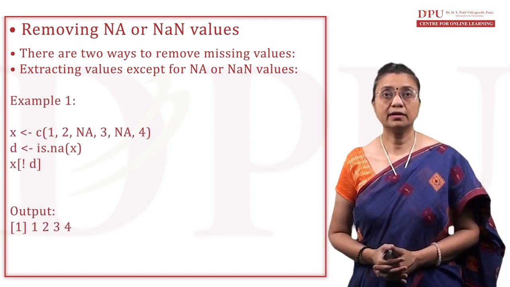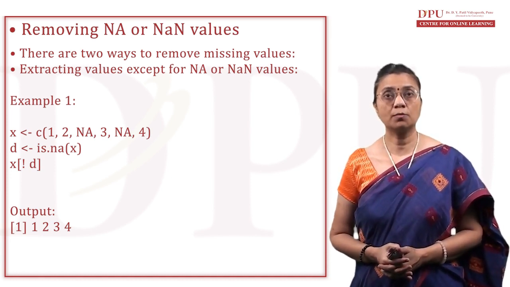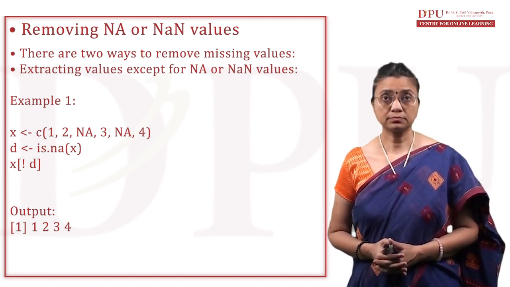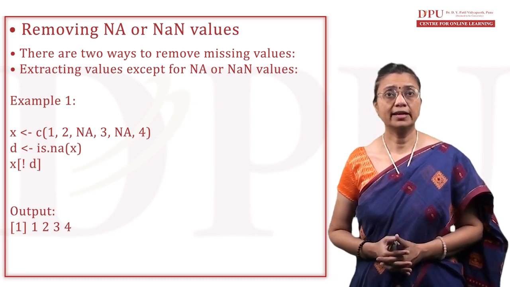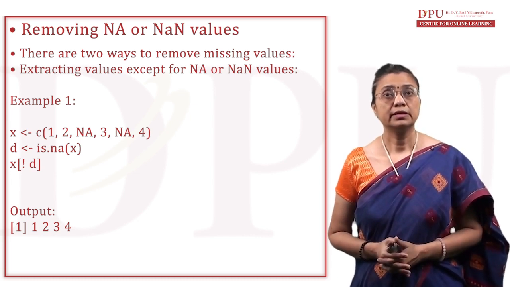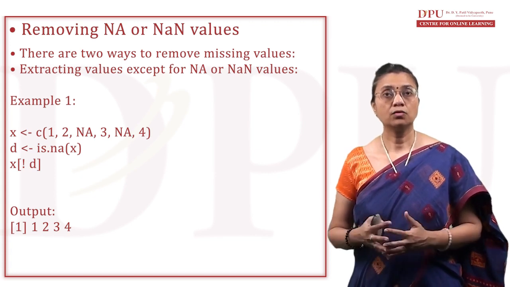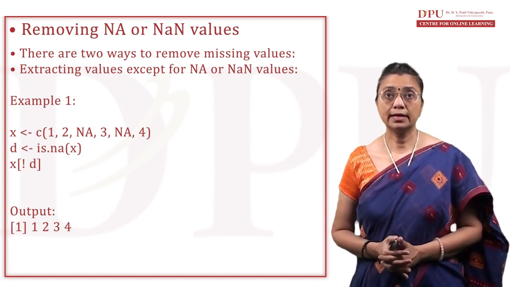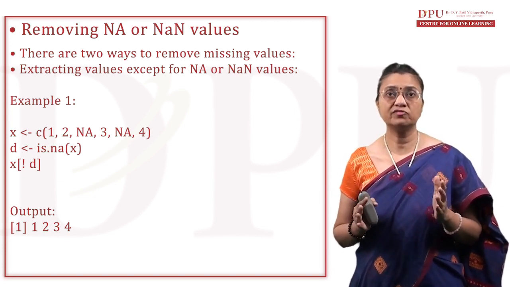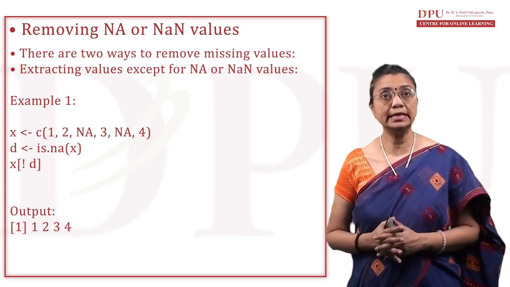We have created a variable x which stores the values 1, 2, NA, 3, NA, 4, which is again a vector. Now we are creating a variable d which is a logical vector, and it will store the is.na result in terms of true and false. You can see over here that is.na stores the result as true, true, false, true, false. That result is stored in d.